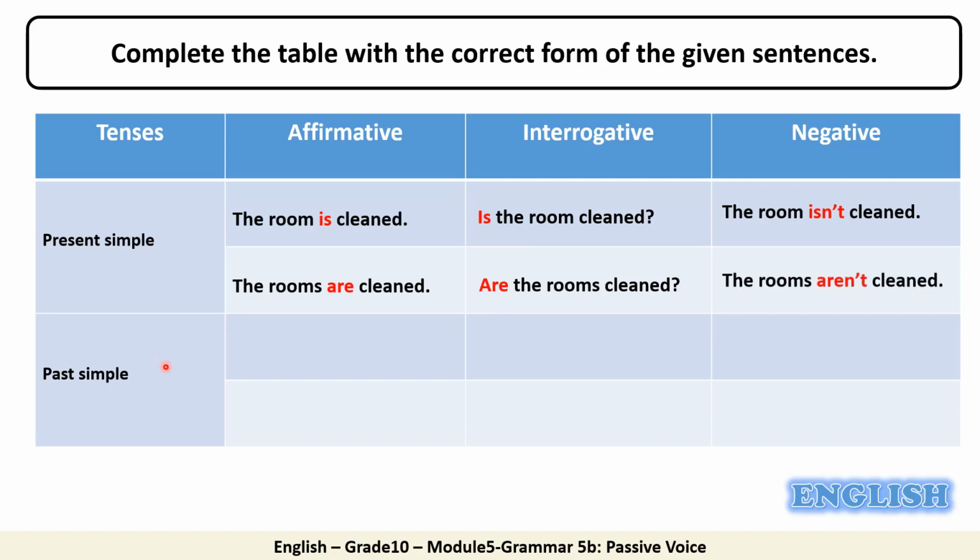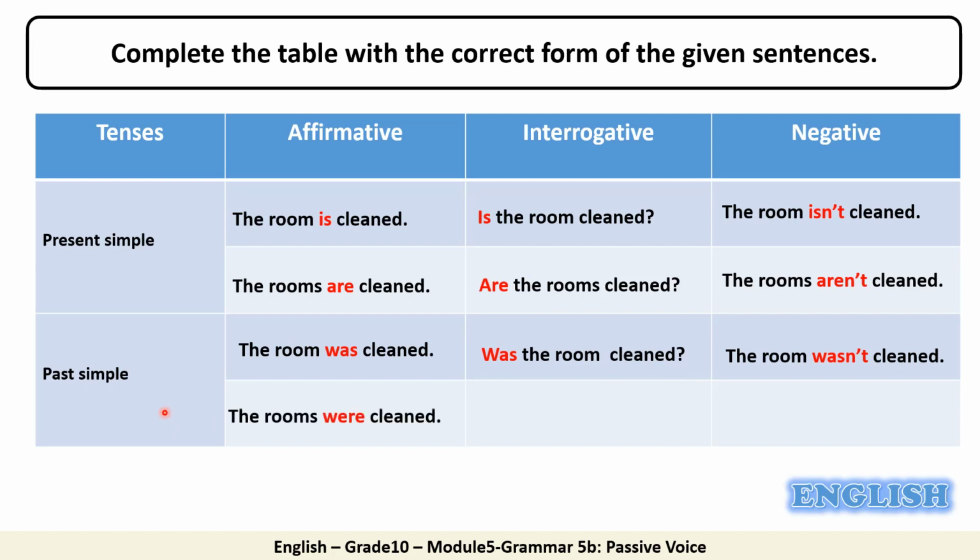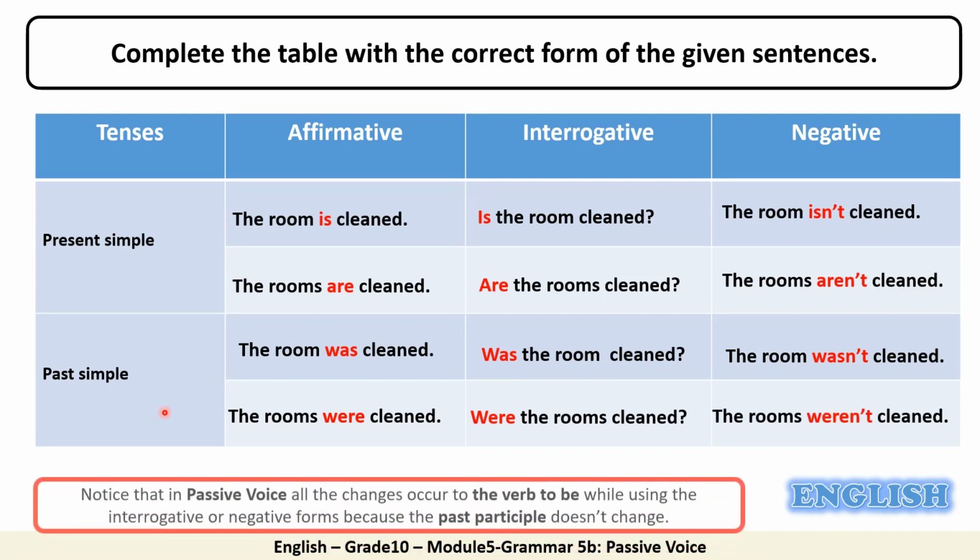Now in the past simple tense, the room was cleaned. Was the room cleaned? Same changes, inversion before the subject. The verb to be occurs before the subject. And in the negative form, the room wasn't cleaned. Plural form, the rooms were cleaned, were the rooms cleaned, and the rooms weren't cleaned.